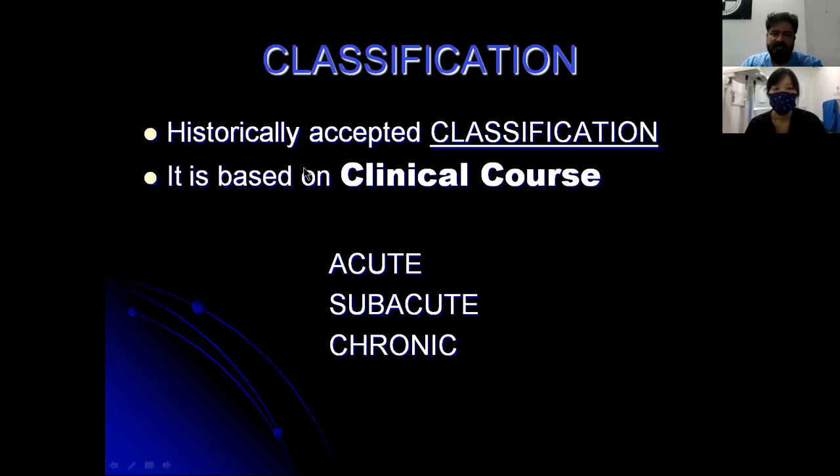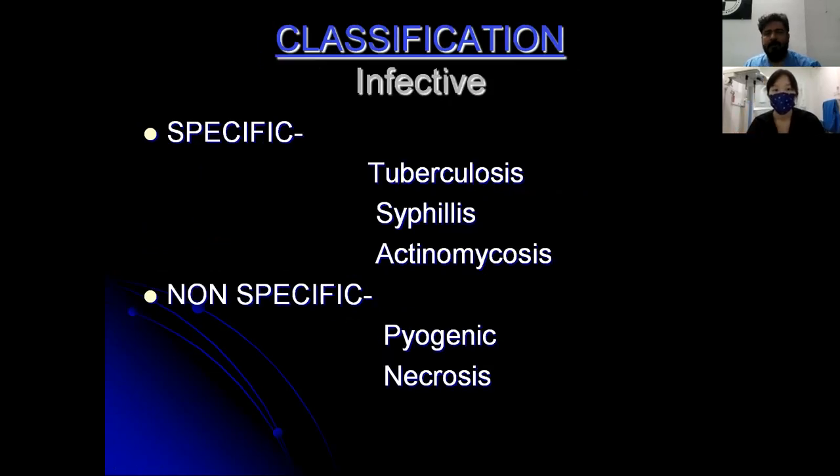The historically accepted classification is based on clinical codes like acute, subacute, and chronic. Another classification of infection is specific and non-specific. In specific, tuberculosis, syphilis, and actinomycosis are there, and non-specific is pyogenic or necrosis.